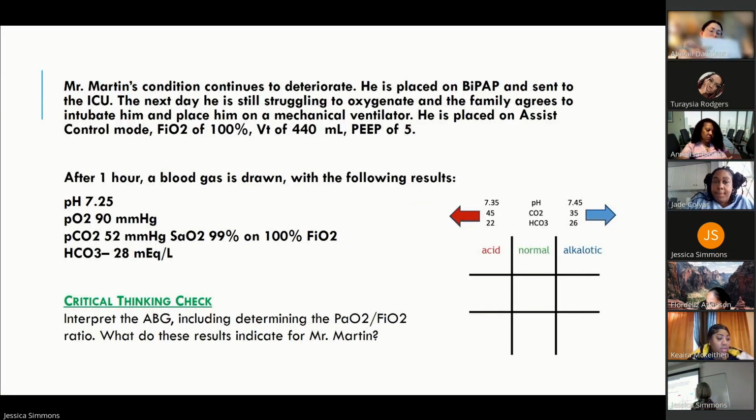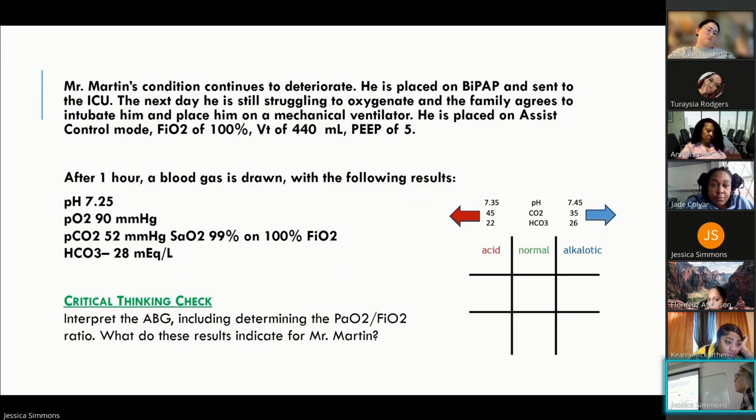Mr. Martin's condition continues to deteriorate. He is placed on BiPAP and sent to the ICU. The next day, he is still struggling to oxygenate, and the family agrees to intubate him and place him on a mechanical ventilator. He is placed on assist control, FiO2 of 100%, a tidal volume of 440, and a PEEP of 5. After 1 hour, a blood gas is drawn with the following results.